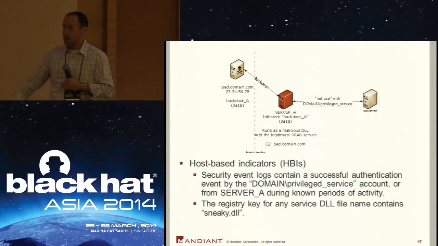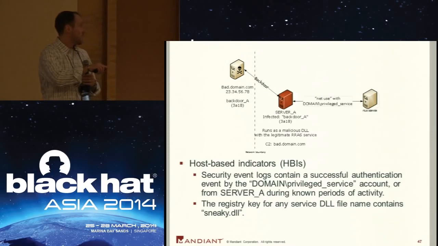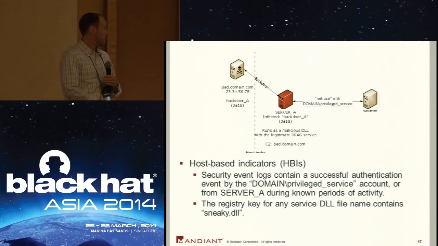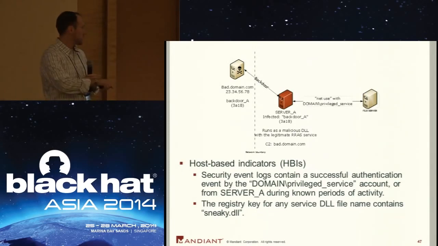Host-based indicators continued. So other things you want to look for, other things we talked about: if the security event log contains a successful authentication from this privileged account, or if it contains a logon from server A. This is where having the SIEM, being able to do the log queries, is going to really help you identify other systems. Another thing is that from your analysis of this server A, this particular service persistence mechanism has a registry key that references a particular DLL name. If the name's different, you might not find it, but you can look for this sneaky.dll and may find that same malware.